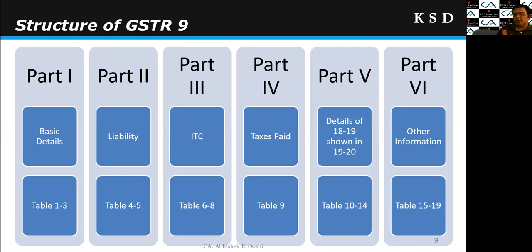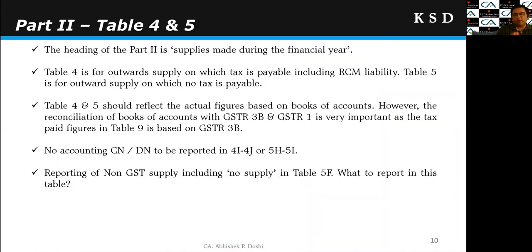And at last, part 6, other information, tables 15 to 19. But part 6 has been made optional. Most of the tables are made optional, so it is not much important. Now we will discuss 2 or 3 important parts of the GSTR 9. First of all, part 2, table 4 and table 5.